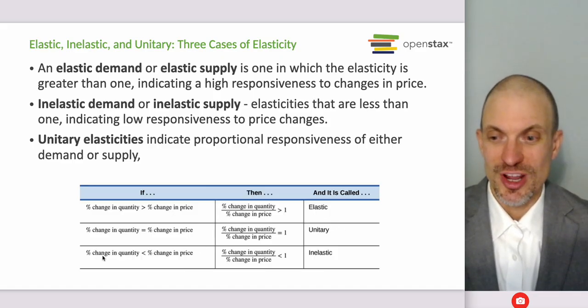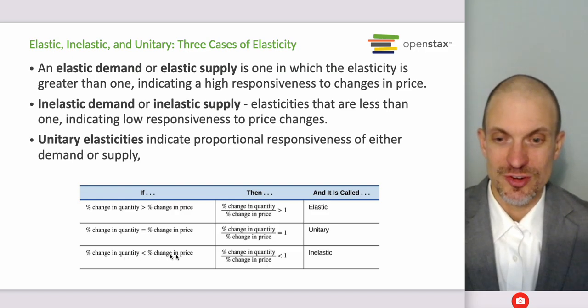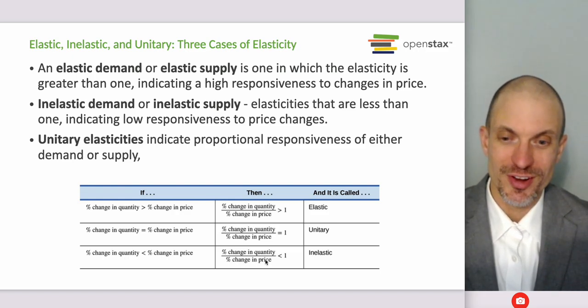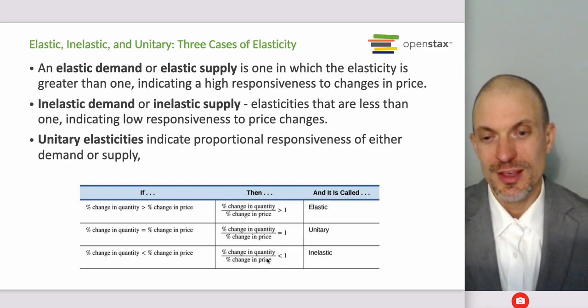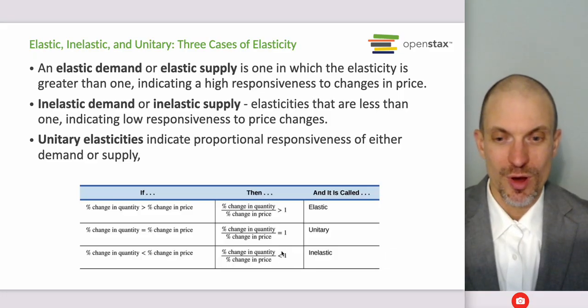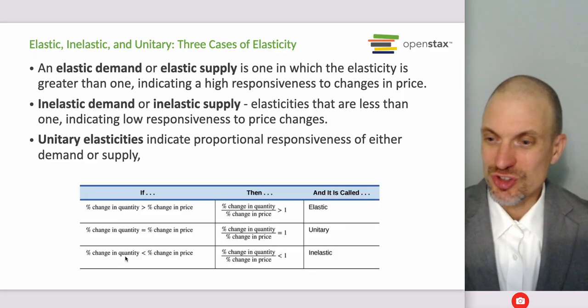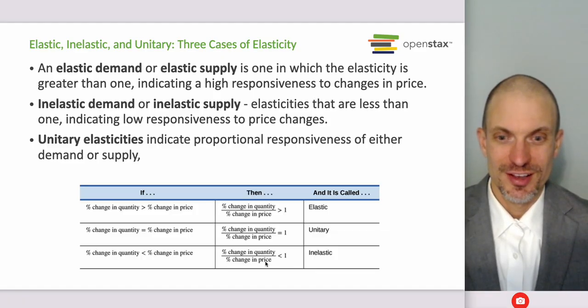If the percentage change in quantity is less than the percentage change in price, the numerator is smaller than the denominator, and we get a value between 0 and 1. That's pretty unresponsive demand. We changed price a lot, quantity barely moved, so that's inelastic. And proportional would be we change price by some percentage and quantity changes by the exact same percentage.